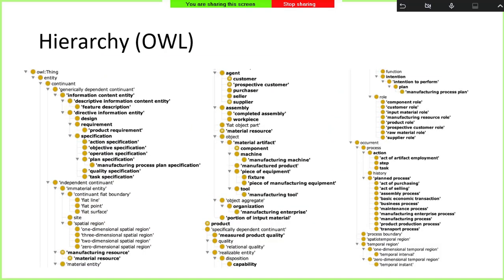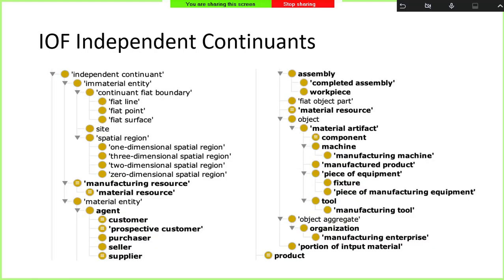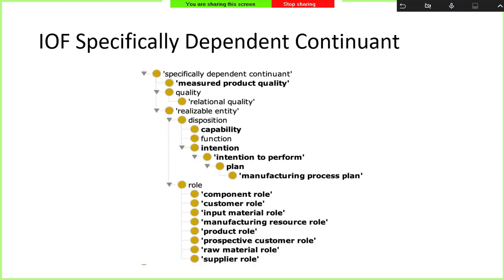All right, now this is the hierarchy for the 20 plus terms, which has been formalized in an OWL file, which you should all have received a link to. And these are the 20 terms. It turns out that there are 23 of them by our count. This is the independent continuant part of all of that. So products are independent continuants. Material resources are independent continuants. Completed assemblies are independent continuants, and so on.